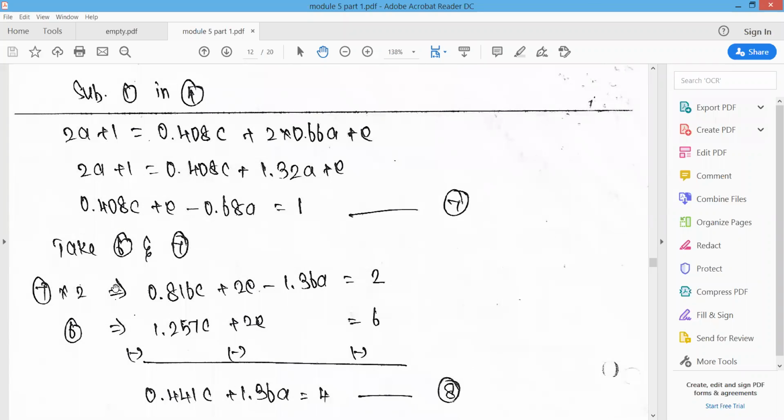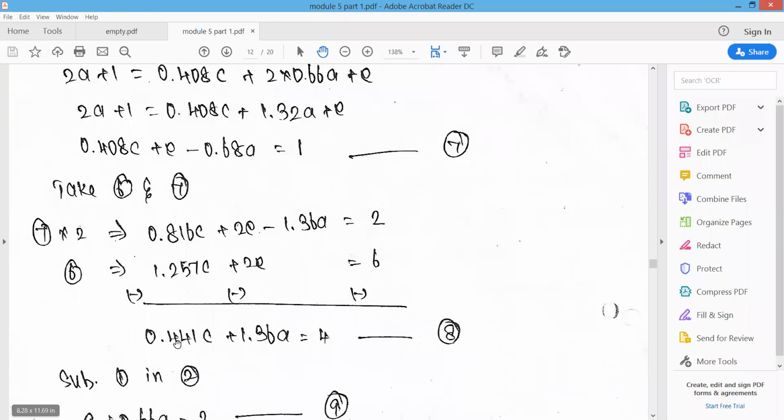So now 7 into 2. First 7 into 2, so you will get 0.816C plus 2E minus 1.36A into 2, minus equation 6, that is 1.257C plus 2E is equal to 6. So when you subtract this, you will get 0.441C plus 1.36A is equal to 4. Okay, this is equation 8.